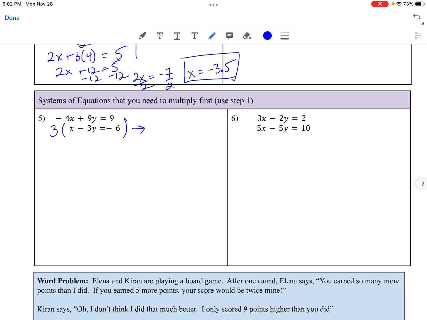And for the new equation, we're allowed to do that as long as we do the same thing to both sides, by the multiplication property of equality. So I'm going to distribute that 3 to each term. I'm going to get 3x minus 9y equals negative 18. And then my other equation is here. I don't have to change that because now we have a situation that's going to be good. When we add it together, the y is going to disappear.